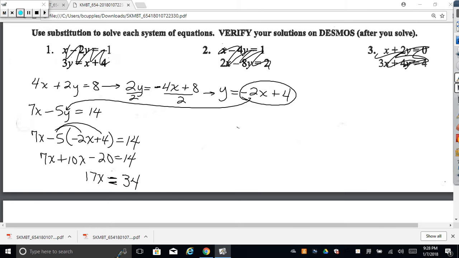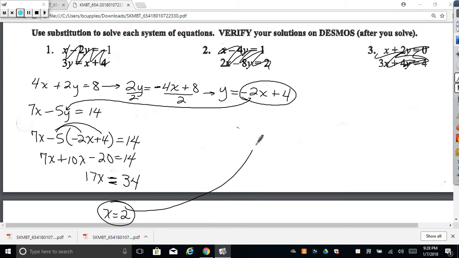Okay? And then if we divide both sides by 17, what's 34 divided by 17? That's 2. That's beautiful. Yes. Okay. So I know x is equal to 2. Okay. Now, what does y equal?